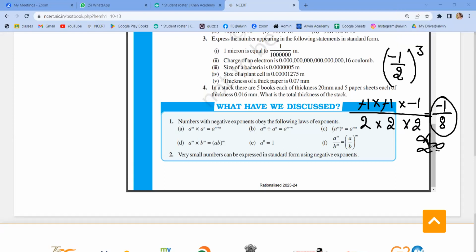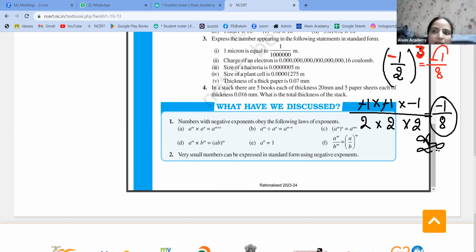Okay, ma'am. Beta, there is a quick way to do these questions. Always remember: negative to the power odd number means minus will be there in the answer. 1 to the power 3 is 1. 2 to the power 3 is 8. Minus 1 by 8. Okay, ma'am.